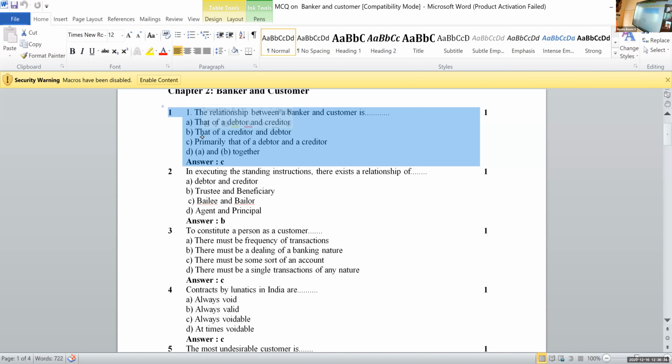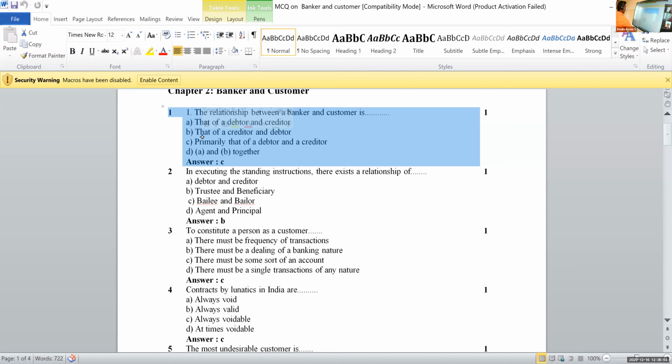Next one: to constitute a person as a customer, there must be some sort of an account. On that basis only do we consider a person as a customer. An account with the bank, whether a current account, savings account, fixed deposit account, anything.